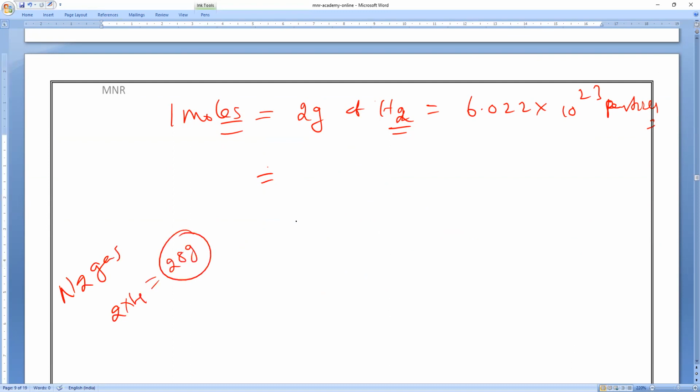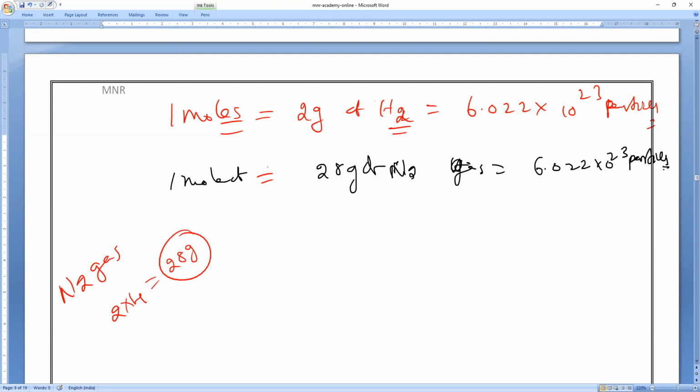So if I take, listen, 1 mole is equal to 28 grams of N2. 28 grams of N2 gas is equal to 6.022 into 10 power 23 particles. I hope you all understand now what the concept of mole is. Anybody having any doubt, you can ask. Are you clear, everybody? Yes, sir.